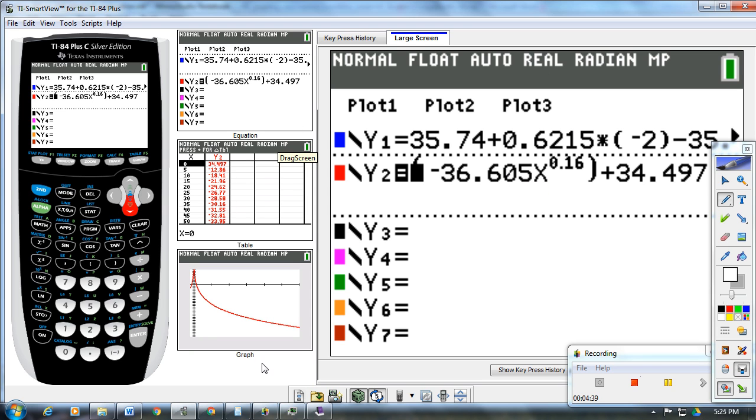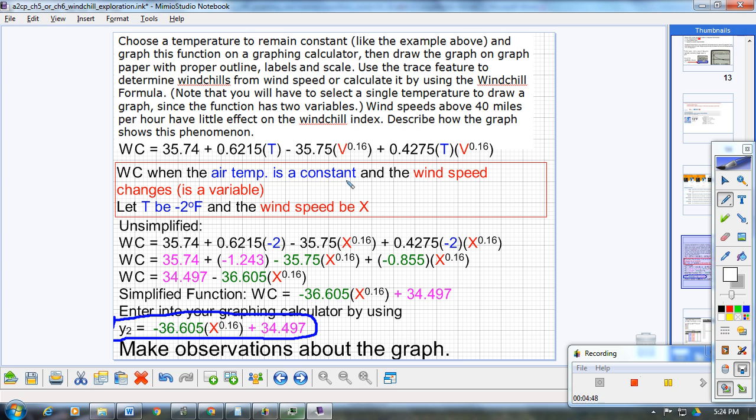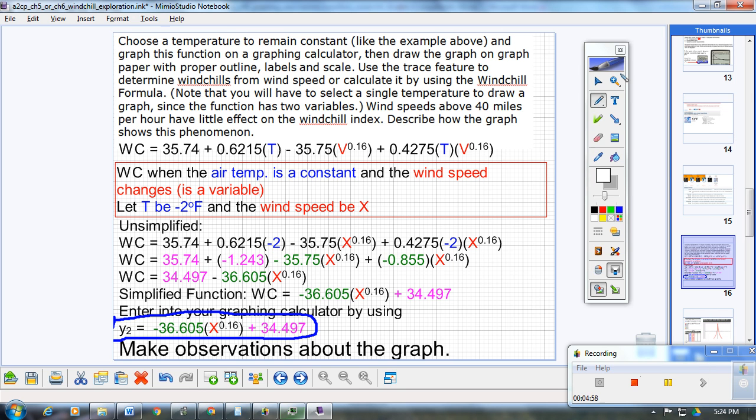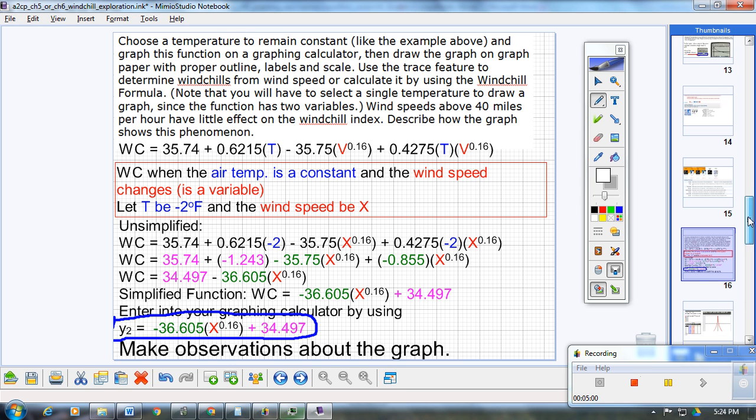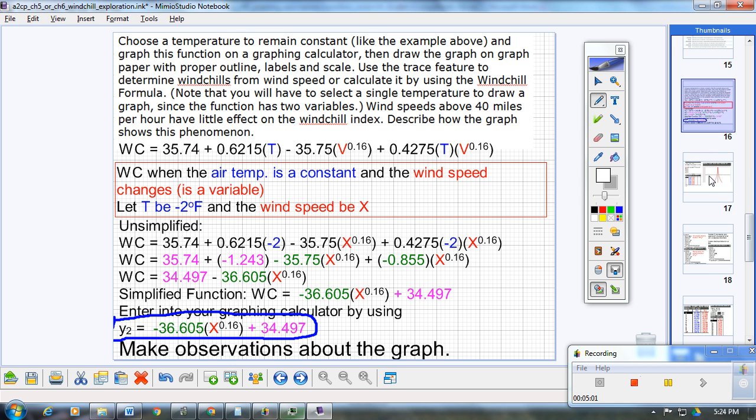So how did I get this function? Well, I hope that if you don't understand how I got to this function, you can pause and maybe look at the work that I performed, and maybe you could even try it to see if you're getting the same values. We are going to make observations about this graph. I do want you to graph this by hand. Yes, I know, by hand.